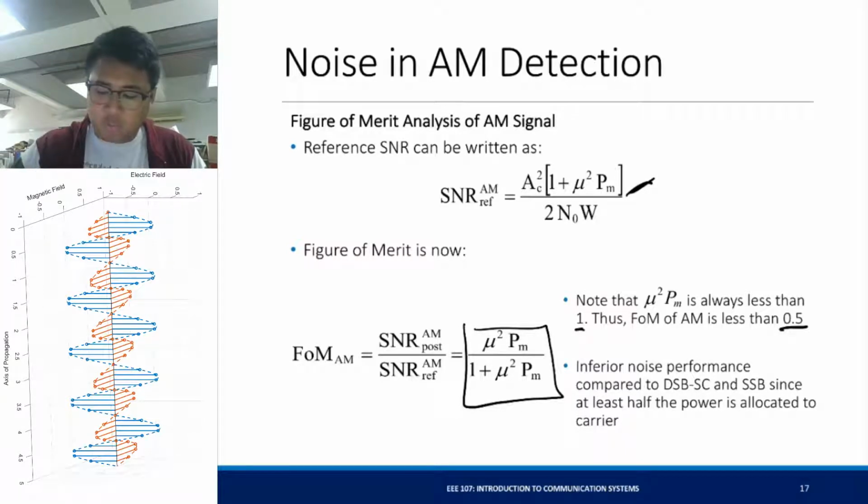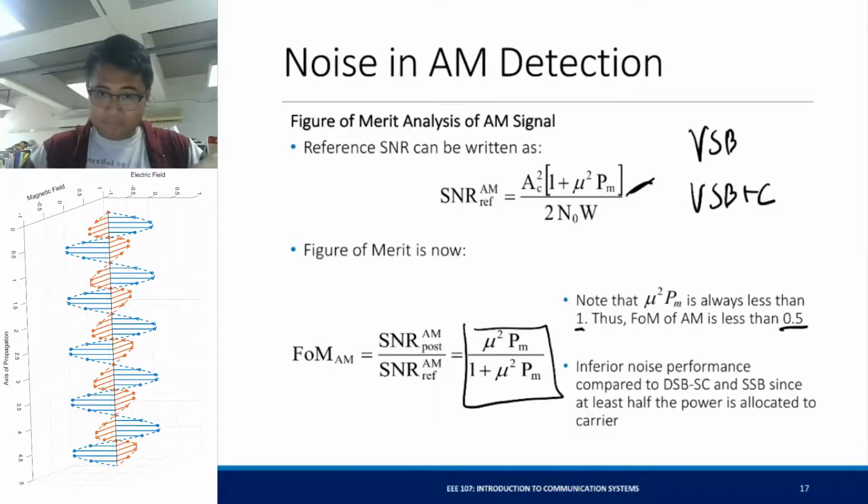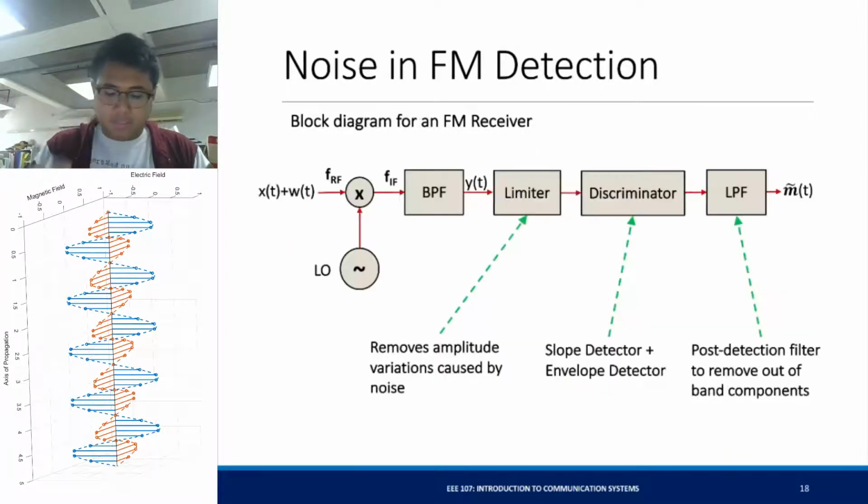And this is also true if you compare VSB to VSB plus the carrier. You sacrifice some noise performance for a simpler detection scheme. Right. So after that, now we talk about the noise in FM detection. So the block diagram for an FM receiver looks like this.